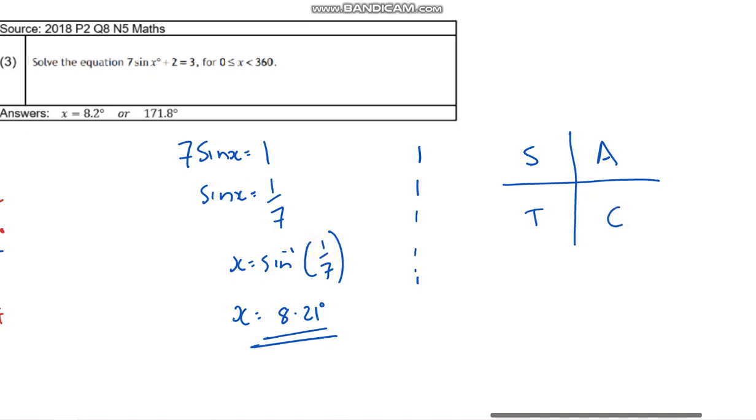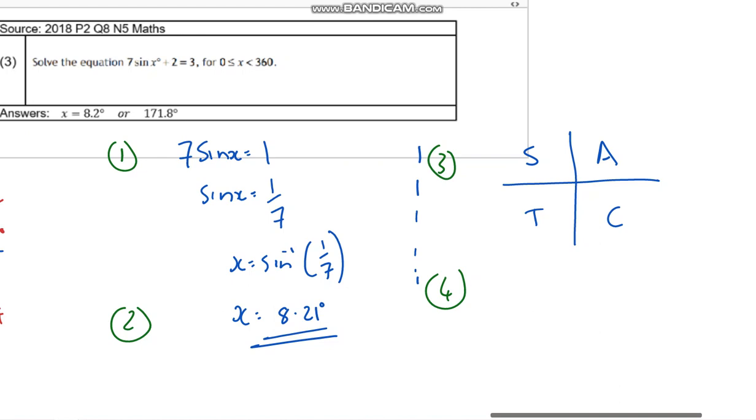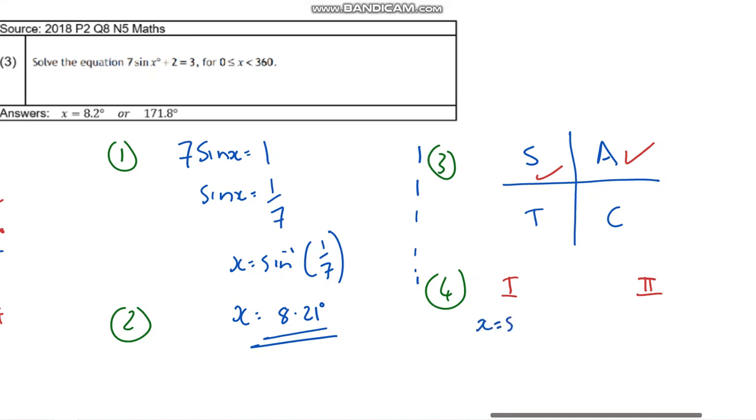And I need to do a CAST diagram to get my two answers. So like we said before, step 1, rearrange. Step 2, do your shift sine. Step 3 is the CAST diagram, and step 4 is your final answers. So in which two quadrants is sine positive? Well, it's positive here and here. I've got sine x is positive 1 over 7, so I'm in these two quadrants. So quadrant 1 and quadrant 2. Quadrant 1 is just the answer we've got. It's just x. And this one is 180 take away x. So quadrant 2, 180 take away 8.21.